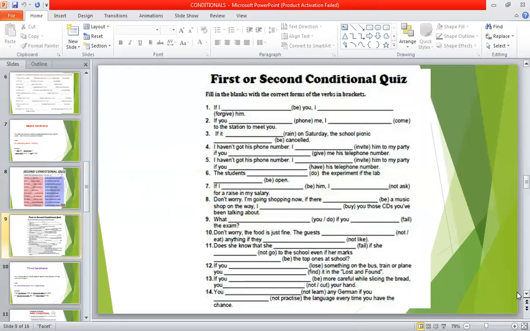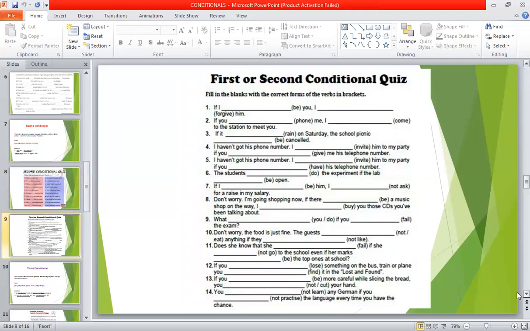This is a quiz for first and second conditional. Number one, if I be you, I forgive him. So of course I'm not you. So this is second conditional. If I were you, past simple, I would forgive him. Would plus infinitive. If I were you, I would forgive him.